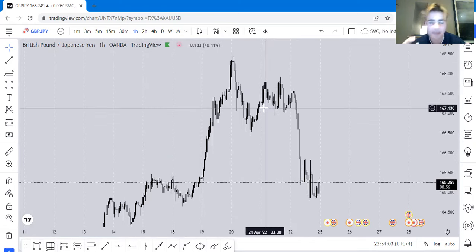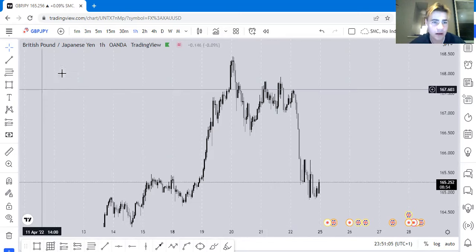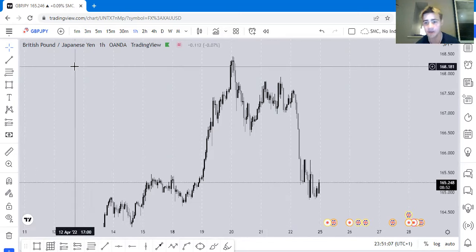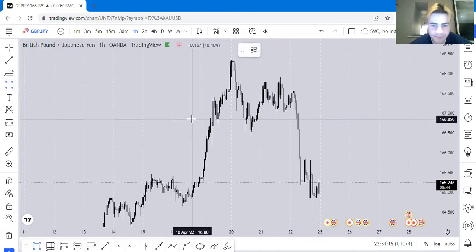Step 2, we draw out our support and resistance. Now I must say, which time frames are we on? 1 hour and 30 minute. Those are the most important time frames for this strategy itself. So let's draw those out.